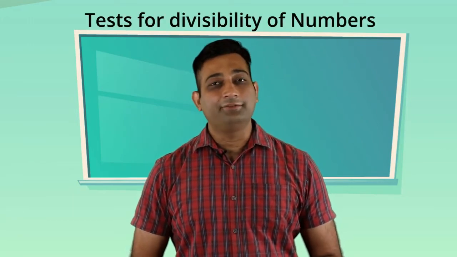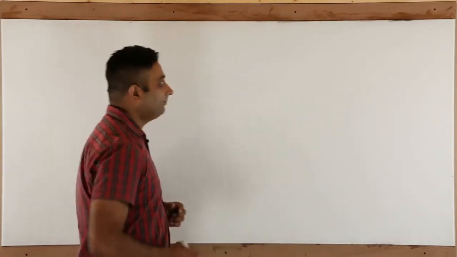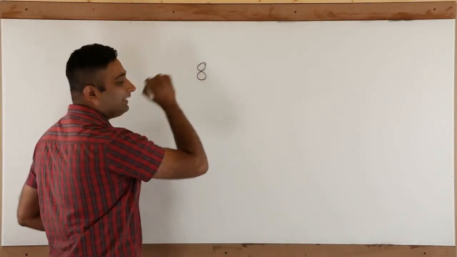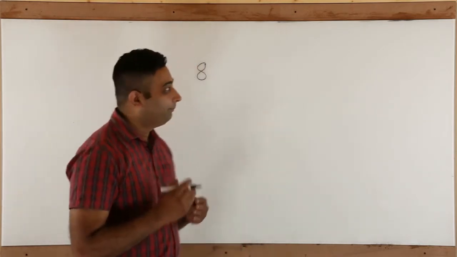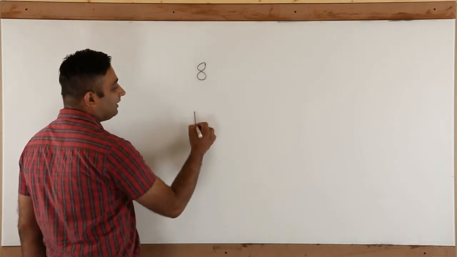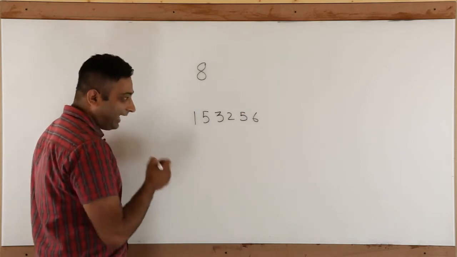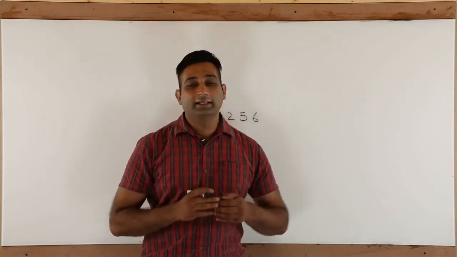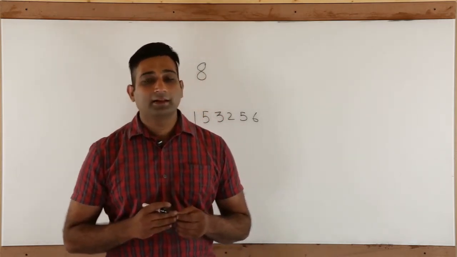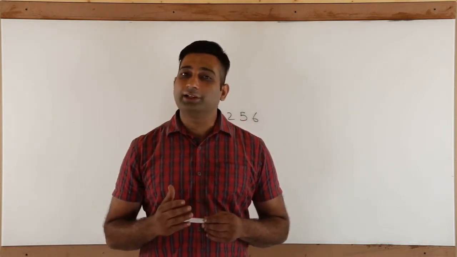Dear students, now let us do the tests for the divisibility of numbers. Dear students, if we take a number 8, we can easily say that this number is divisible by 2. But if we are given a larger number like this, 153256, can we say that this number is also divisible by 2? Let us see. There are some patterns, and by observing those patterns, we can check for the divisibility of numbers.